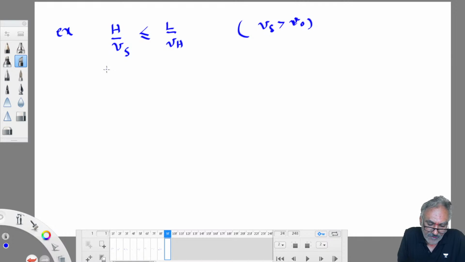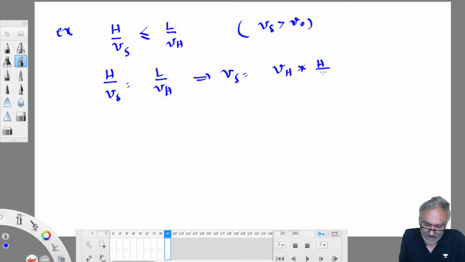Satisfy this. So now for example you see the minimum condition, if I take H by Vs is equal to L by VH, so I can write this as Vs is equal to VH into H by L. What is VH? VH is equal to Q by B into H, into H by L. So H and H get cancelled. So depth automatically cancels.